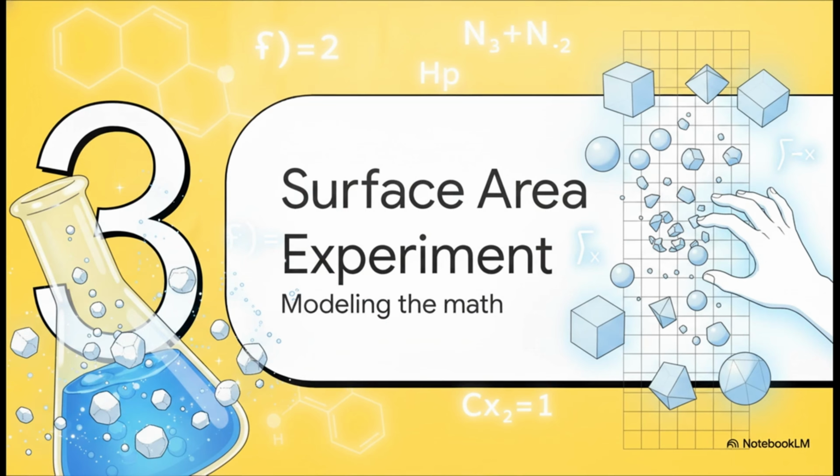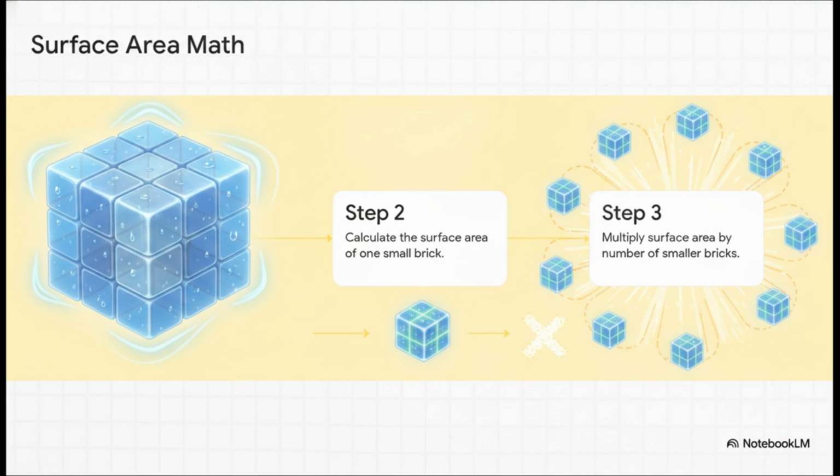Okay, part 3. The surface area experiment. Modeling the math. To really wrap our heads around surface area, we can use a quick lab with interlocking bricks. Let's kind of mentally model this together. First, imagine taking 27 small individual interlocking cubes and stacking them perfectly together to build one giant cube.